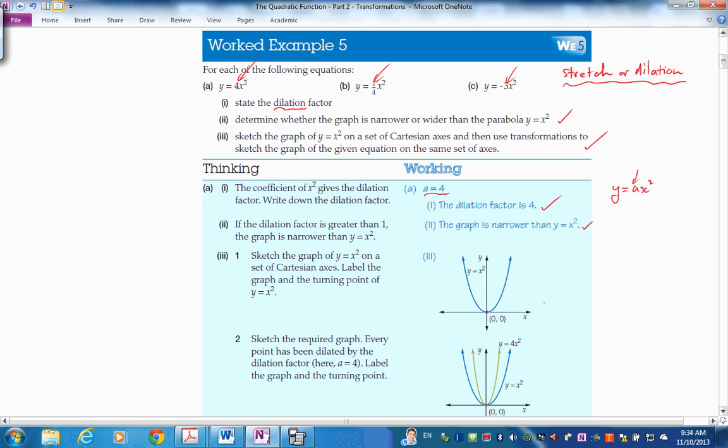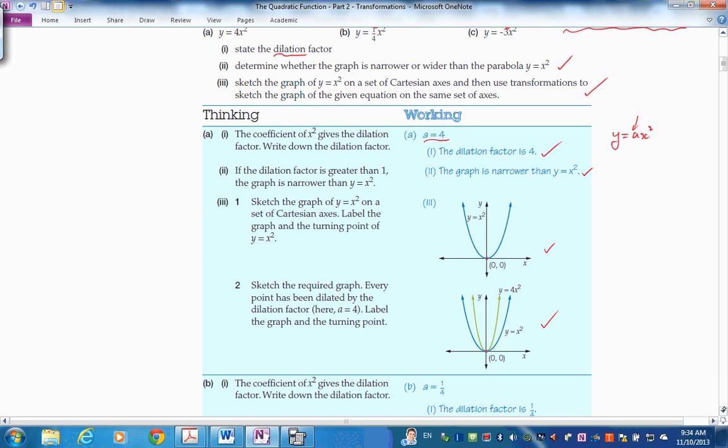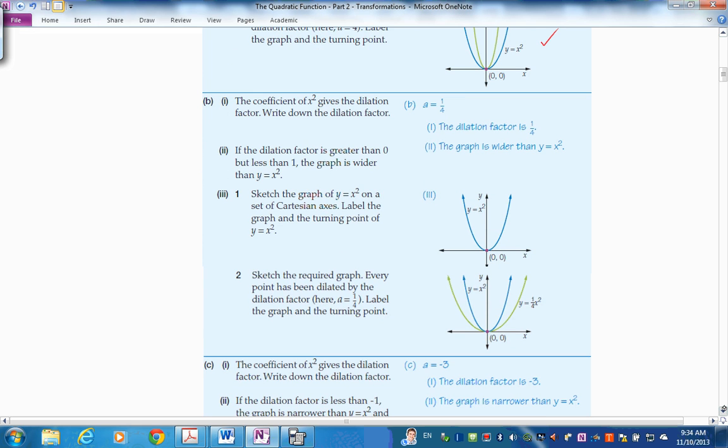So trying to draw it, there's x squared, you draw it somewhere in there without accurately plotting a lot of points. You could accurately plot points if you wanted to. We're just getting the hang of it now. Having done it on the calculator, can you do it by hand and get a good understanding? All right, let's look at the next one, a quarter x squared. The number in front is a quarter. So the dilation or stretch factor is a quarter.